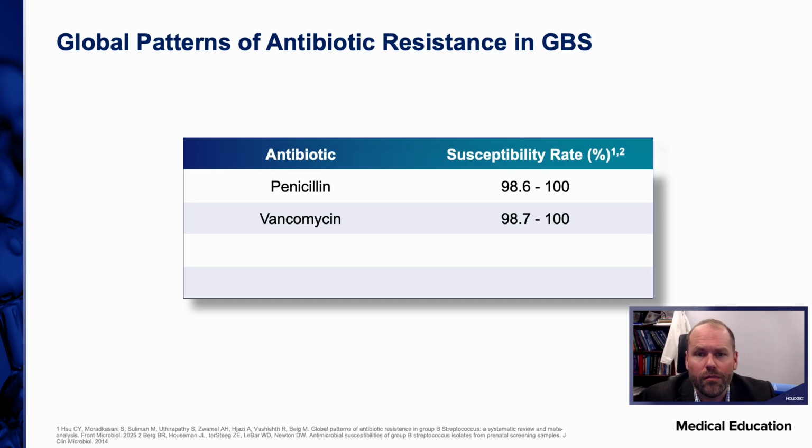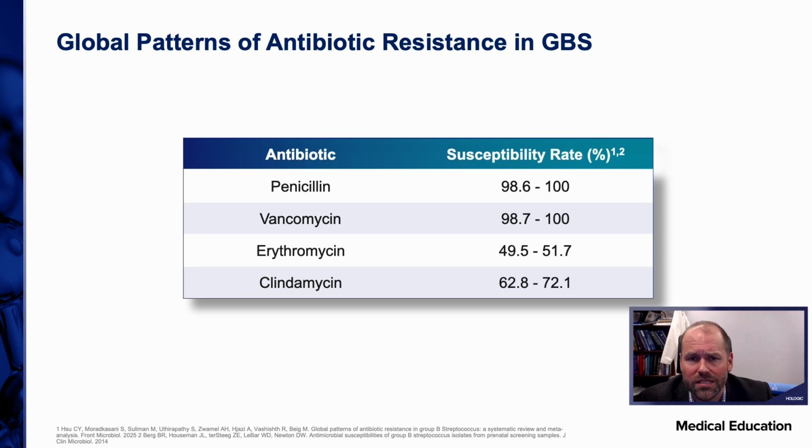So erythromycin, again, this points out what I had just said about the susceptibility rates, about being 50% susceptible, 50% resistant. So it's really not the go-to anymore. And clindamycin still has susceptibility in anywhere from 63 to 72% of cases. So clindamycin, when it is susceptible, is still a good go-to as a backup. It's not better than penicillin. It's just the go-to for when a patient has penicillin allergies.